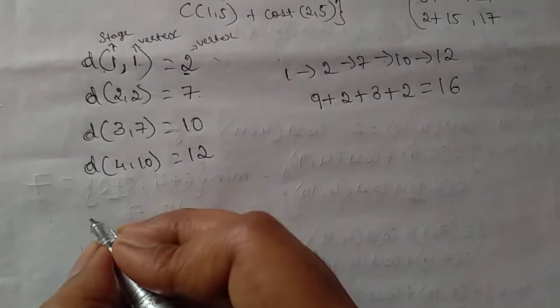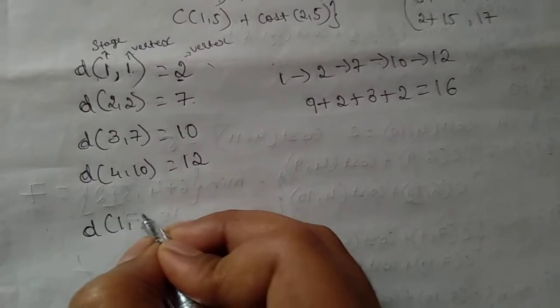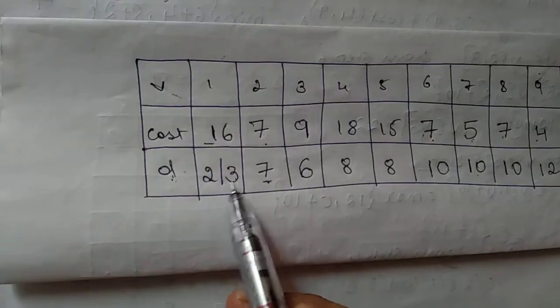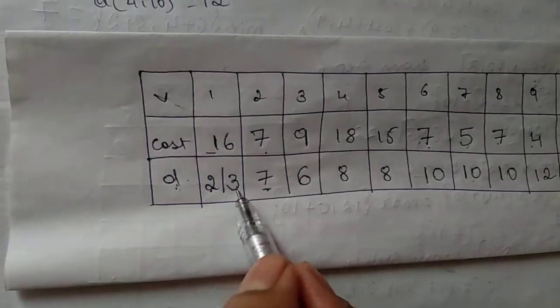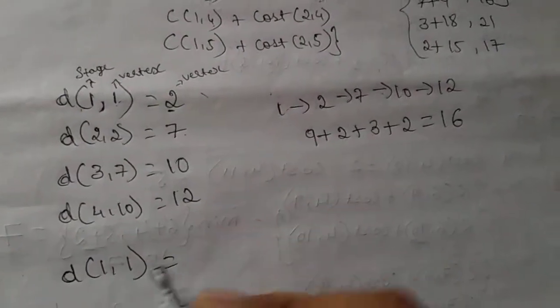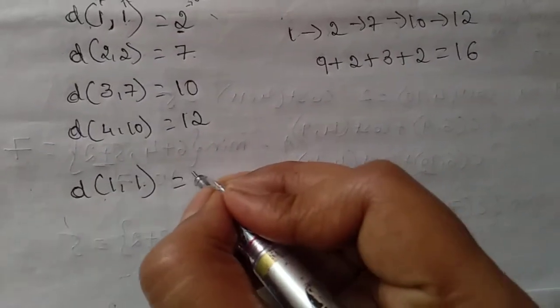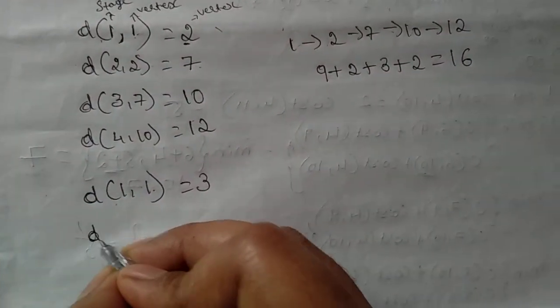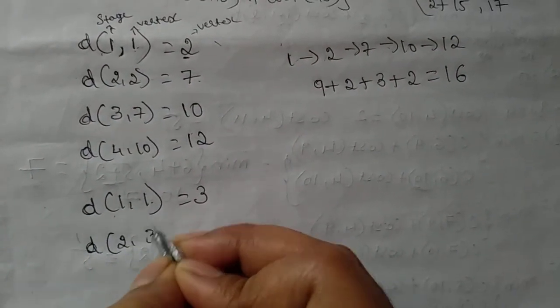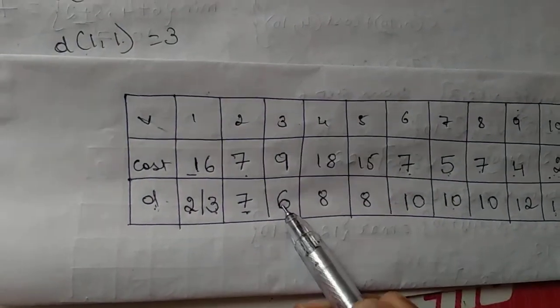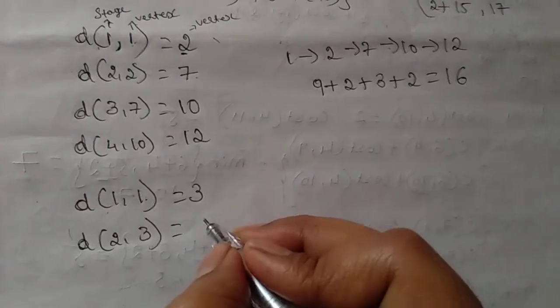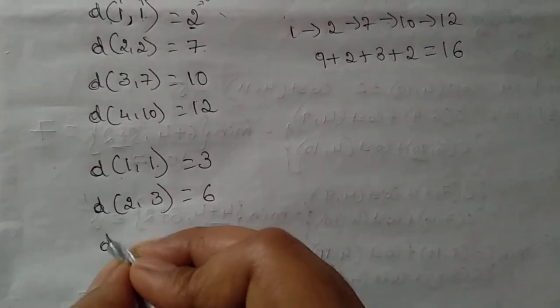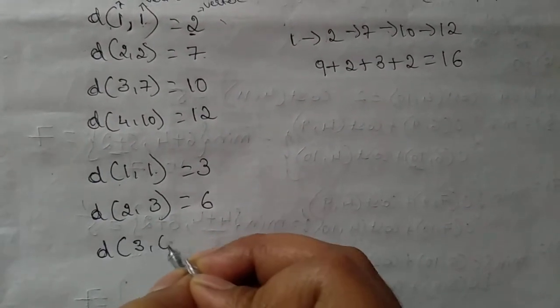Now I'll take one more possibility, either 2 or 3. Already I have taken 2, now I'll take 3. Vertex 1, stage 1, it will go to 3. 3 is in stage 2. 3, where is it going? Towards 6. Then 6 is in stage 3.